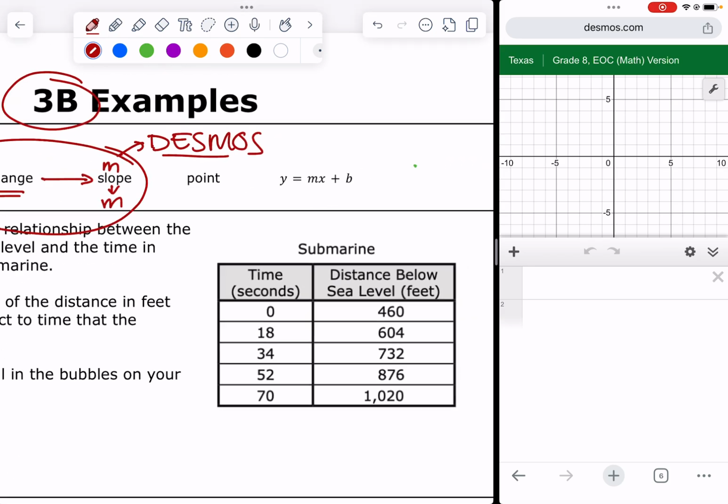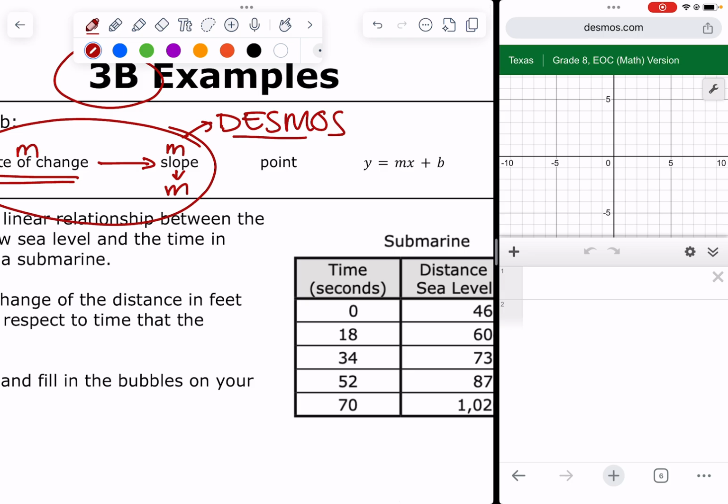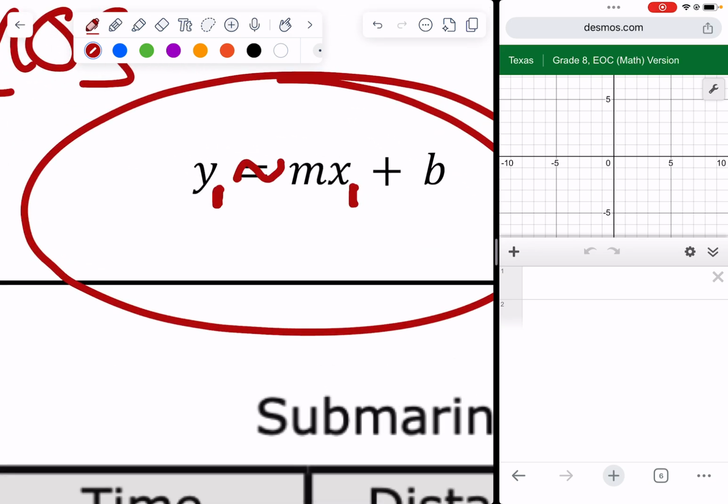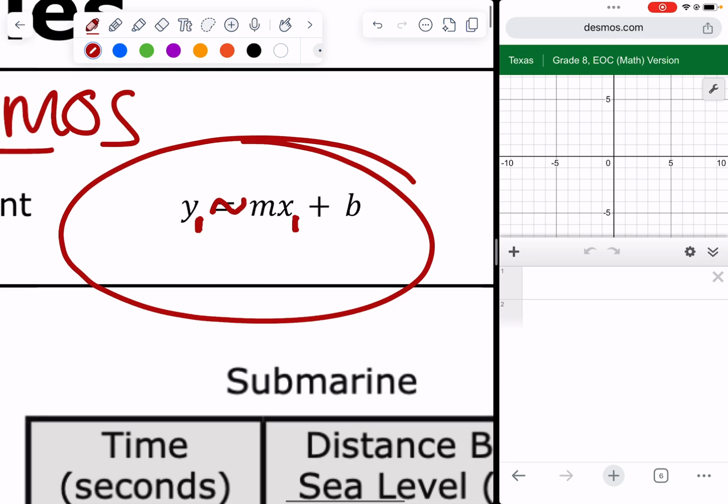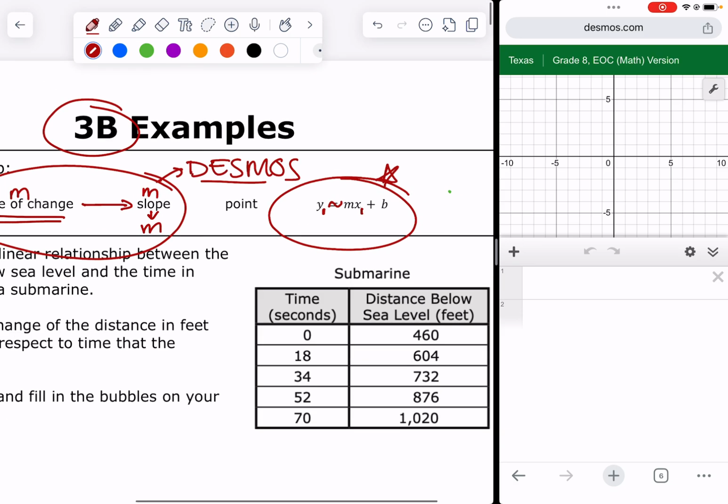And the equation that we put into Desmos is going to be this one right here, but we need to change it first. Desmos won't accept it, so I need to put a 1 with the y and a 1 with the x, and I need to change that equal sign to a squiggly line. This is what I need to find my m value.